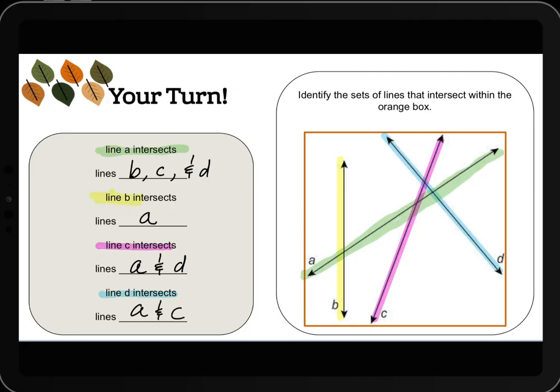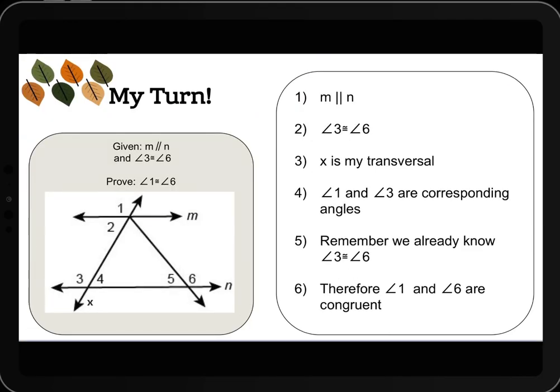So it's important that you are able to identify the lines which are being intersected as well, because that can help you determine what the transversal is, what it's not, and what groups of angles to compare to each other when you're trying to classify them. Let's take a look at a proof of angle congruence.